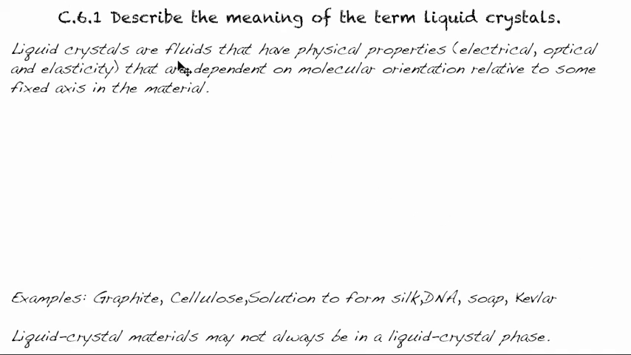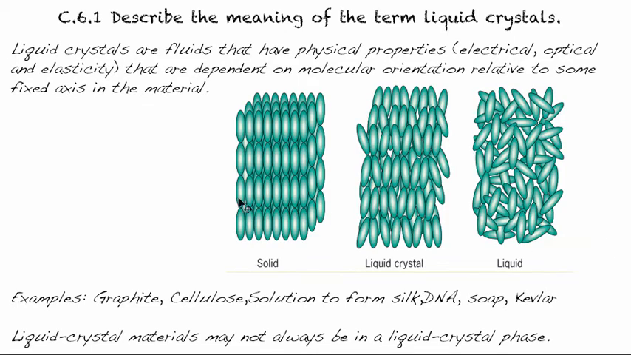So liquid crystals are fluids that have physical properties, so electrical properties, optical properties, and elasticity properties that are actually dependent on the molecular orientation relative to some fixed axis in the material. Okay, well that sounds kind of like a mouthful, so what does that actually mean?